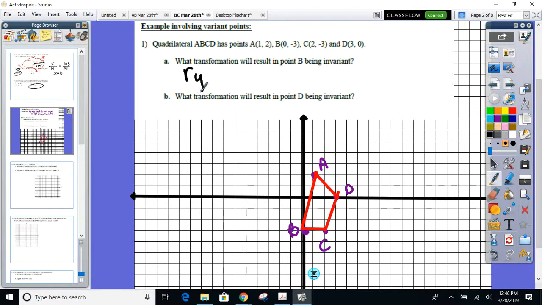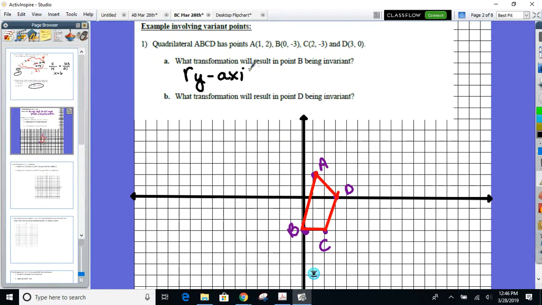Reflection over the y-axis would make it invariant. Yep. And since this is an honors level class, I'm going to go for one more. Please don't tell me translation is (0, 0). Don't tell me rotate around point B. Those are always going to be ones that we could use. Give me something else.